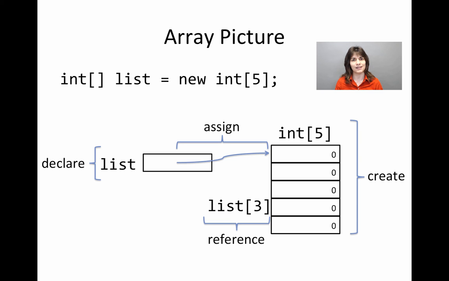How do we access an element of that array? Say, for example, that we want to access the fourth element, then we will use the array variable, and we will say list of 3. Again, see that it goes from 0, 1, 2, 3. So that is actually the fourth element of the array, the element right before the last one.